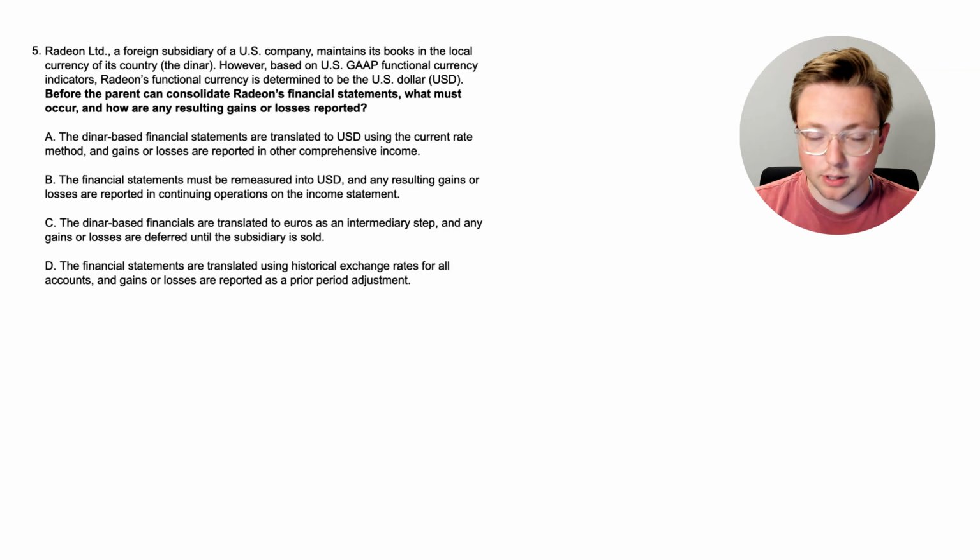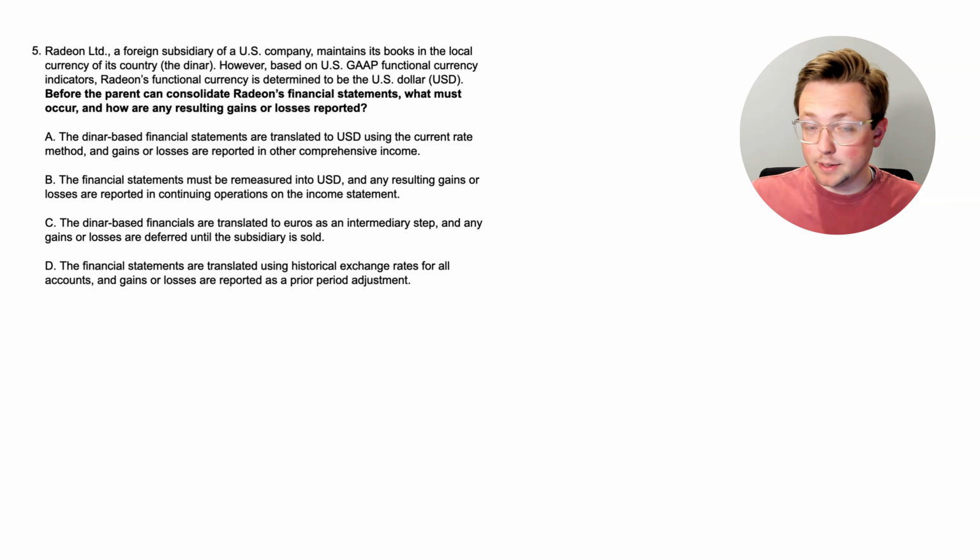So let's go through these options. Option A, the dinar-based financial statements are translated to USD using the current rate method, and gains or losses are reported in other comprehensive income. Option B, the financial statements must be remeasured into USD, and any resulting gains or losses are reported in continuing operations on the income statement. Option C, the dinar-based financials are translated to euros as an intermediary step, and any gains or losses are deferred until the subsidiary is sold. Or option D, the financial statements are translated using historical exchange rates for all accounts, and gains or losses are reported as a prior period adjustment.